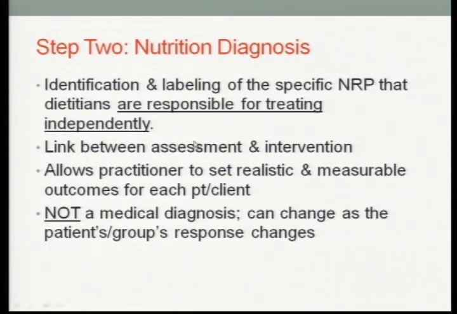And it is really the link between the assessment that you've done and your intervention, and I'll show you how that works. So it allows the practitioner to really set realistic and measurable outcomes for each patient or client. And that is a key to this. Especially in dialysis, where you're seeing them every month, you don't want to click, and we've had dietitians do this, 6 different diagnoses and try to intervene on all of them in 1 month. That's just not very realistic for the patient or for you, who has time constraints.